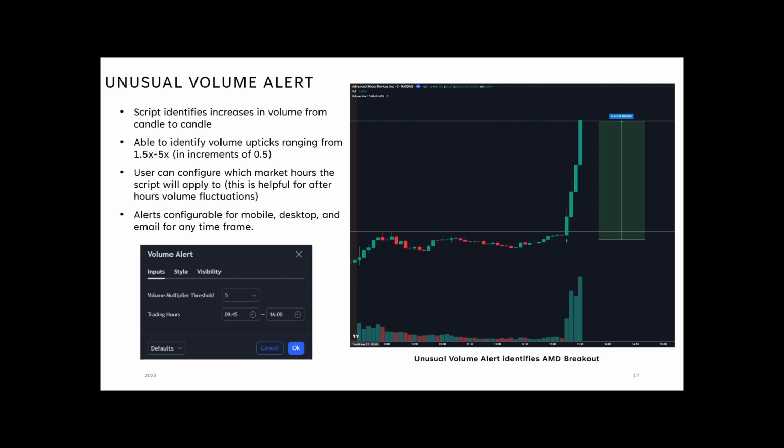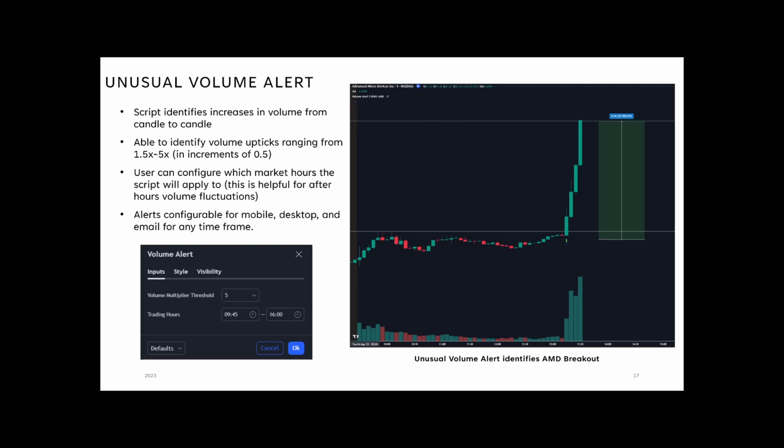This one is actually what helped me. This one was on AMD today. We had a pretty insane breakout. Using a script like this can allow you to identify those breakouts when they happen, or when huge volume comes in. And I've actually used this script multiple times to play Boeing for several 100% moves.